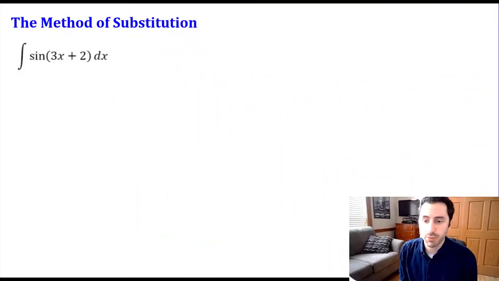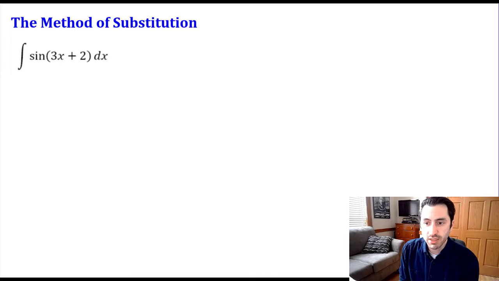So my first example, I have the indefinite integral of the sine of 3x plus 2 times dx. The way it stands right now, I don't have an antiderivative rule to help me find the integral of this expression. But I do know how to find the integral of just the sine of x, for example. So we're going to use substitution to rewrite the expression a little bit and make it easier to find the antiderivative.